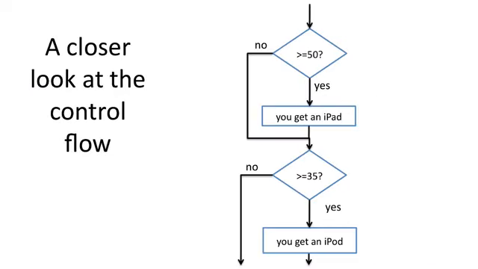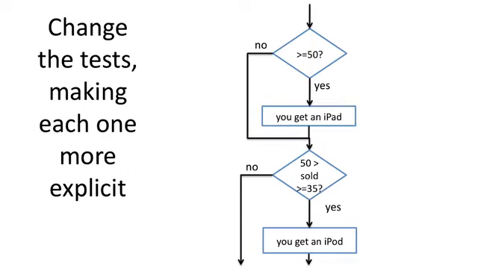Suppose we sold 72 magazines. Passing the first test, we would get an iPad. Moving down the code, we would also pass this test because 72 is greater than 35. We'd take home an iPod as well. This bonanza of prizes would continue until we cleaned out the place. That was not the original intent of the program.